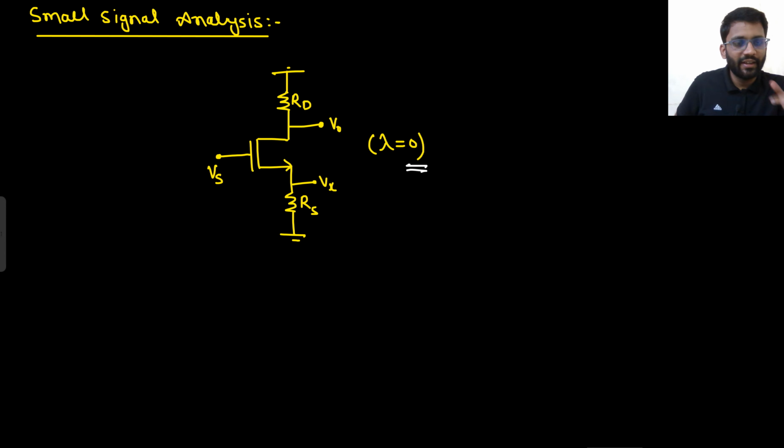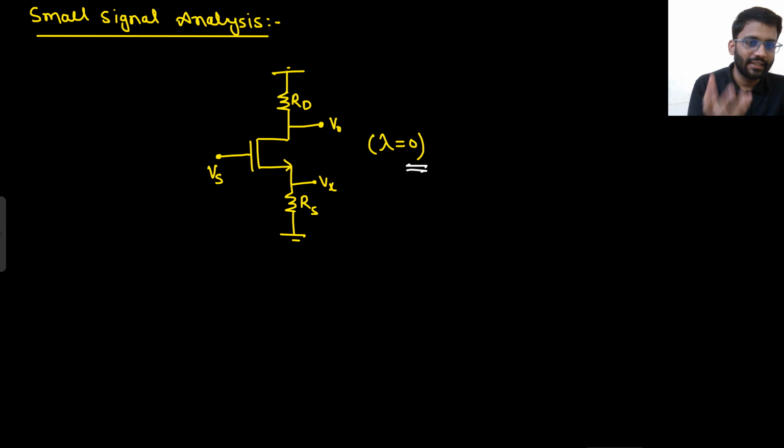But 99.99% chances are that they will ask the gain for only lambda equals to zero. And this is asked many times. So even students remember the answer as well. And I will tell you, you will also be able to remember the answer. But they ask only for the condition lambda equals to zero.